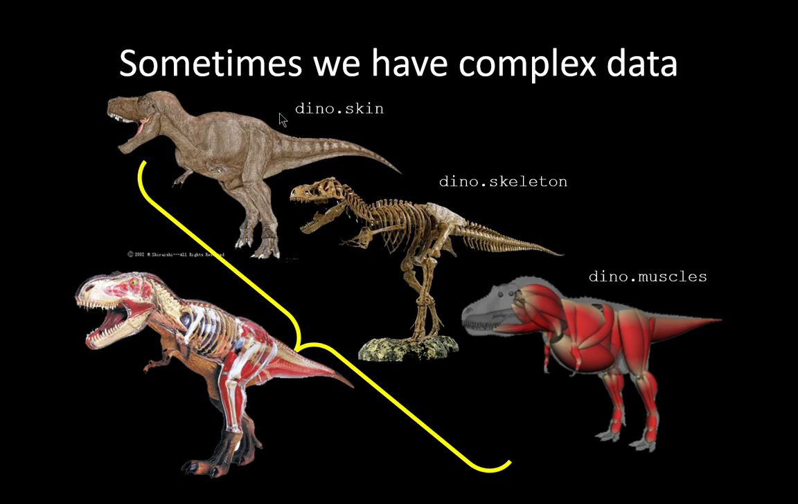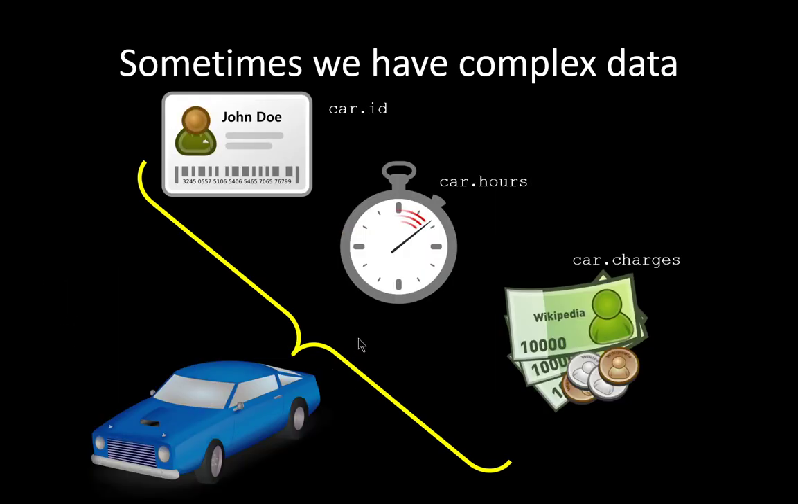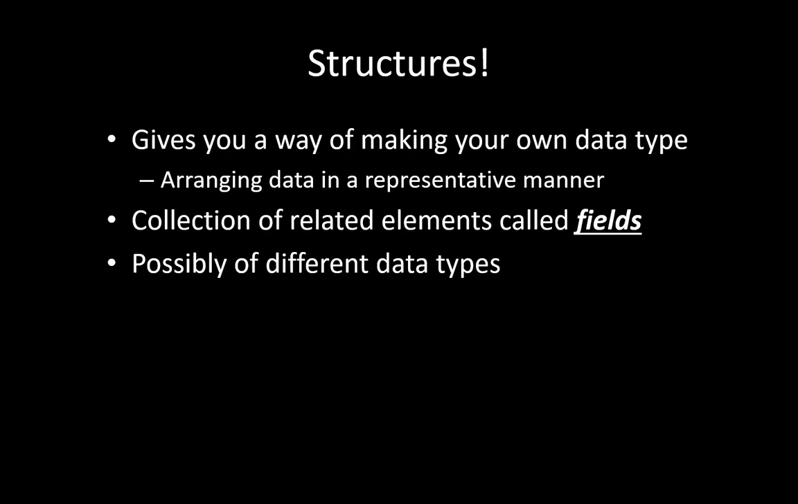Similarly, with our dino, we could have our dino.skin or dino.skeleton or dino.muscles, each representing some other complex arrangement of things that's all part of the structure that is the dinosaur. And so, this is where we get into representing things in terms of structures.